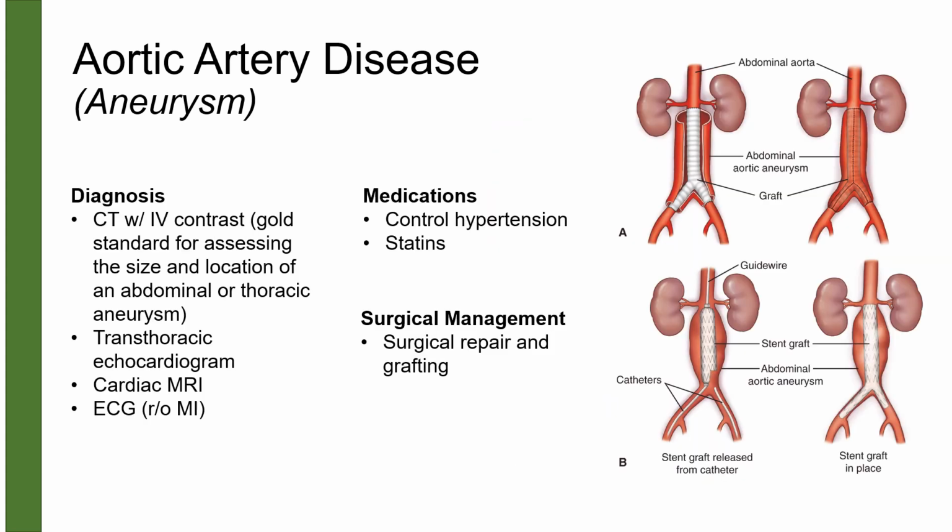Diagnosing an aneurysm, we're going to use a CT with IV contrast. That's the gold standard to assess the size and location of either an abdominal or thoracic aneurysm. We can also do a transthoracic echocardiogram, so an ultrasound of the chest, cardiac MRI, and also an ECG or EKG just to rule out MI because some of the signs and symptoms might be similar.